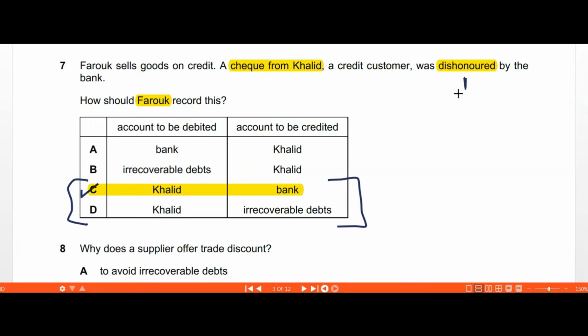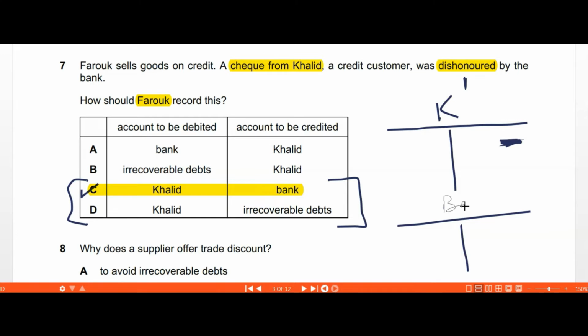credited. We're actually crediting the bank account because when we received the check from Khalid, what we would have done is that we must have credited Khalid's T account, and we must have debited our bank account with that same amount. So now when that check is coming back, we simply credit the bank with the same amount and we debit Khalid with the same amount.